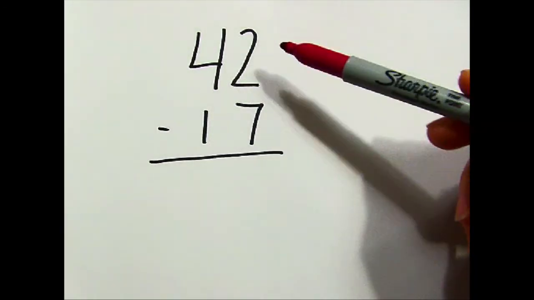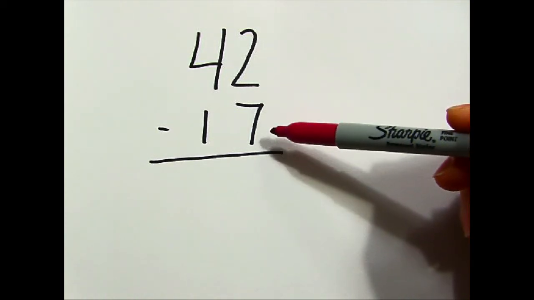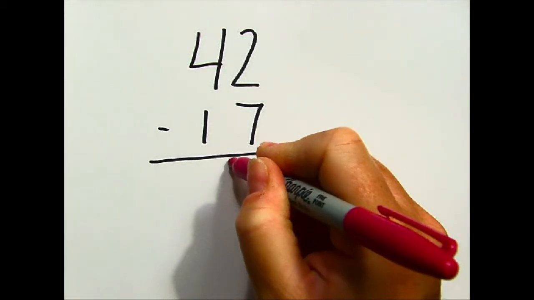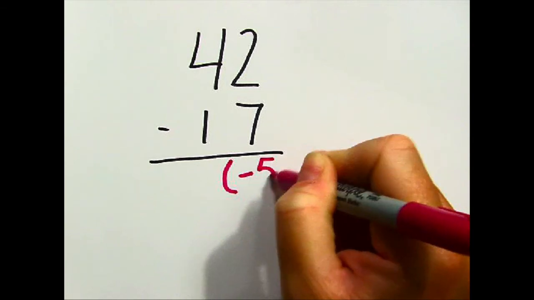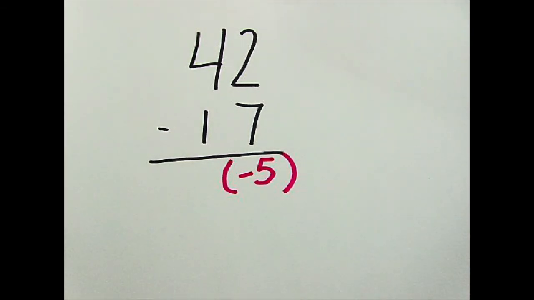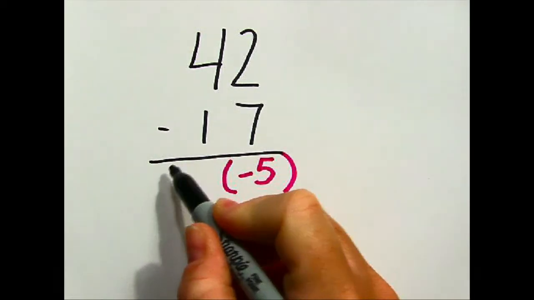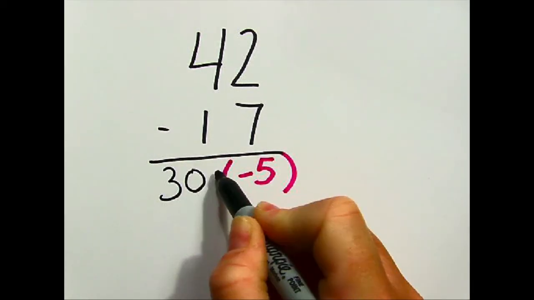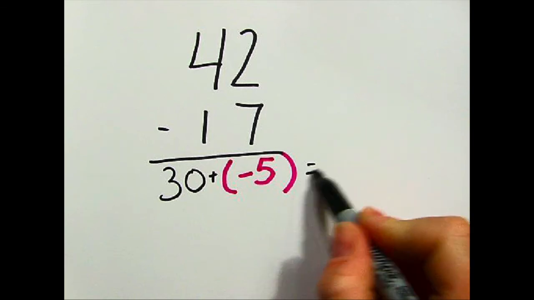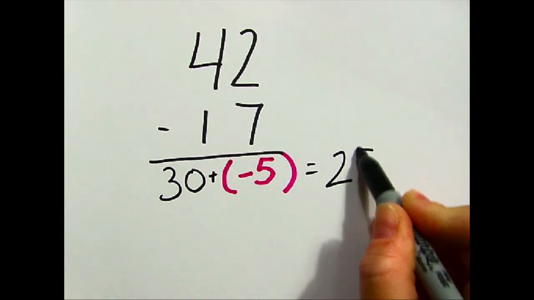So here's another example, 42 subtract 17. So I would ask myself, what is 2 subtract 7, which gives me a -5. And then moving into the tens place, I have 4 tens subtracting 1 10, which leaves me with 30. Combine those 2 values to get a difference of 25.